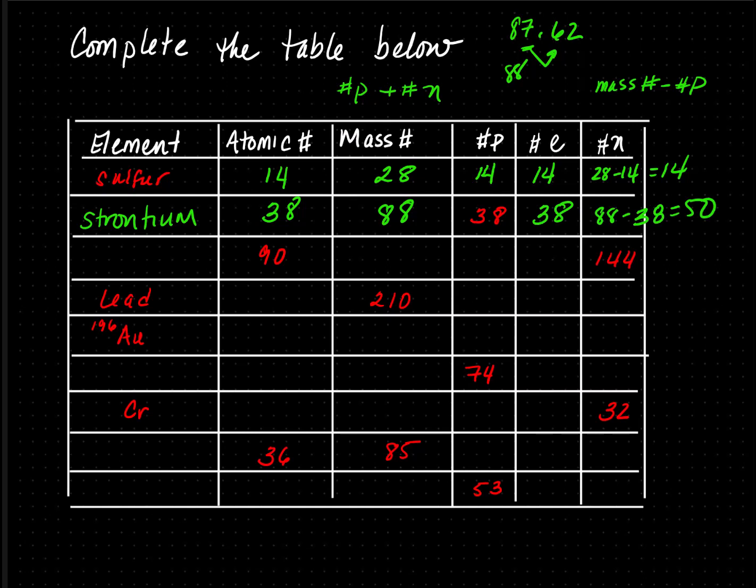90 is the atomic number. It gives us the number of protons, so that is also 90. If I look up the atomic number, it is thorium. It is in the rare earth family. Since no charge is given, the number of protons and number of electrons are the same, 90. We do not look up the atomic mass.